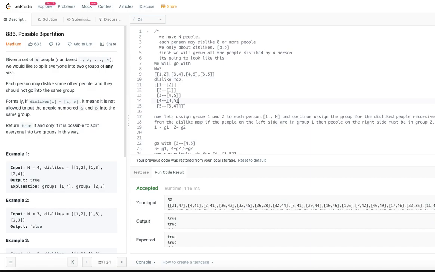So first you need to prepare the dislike map and then go through each person and recursively see if there is a mismatch between the groups assigned. Okay, let's jump into the code.